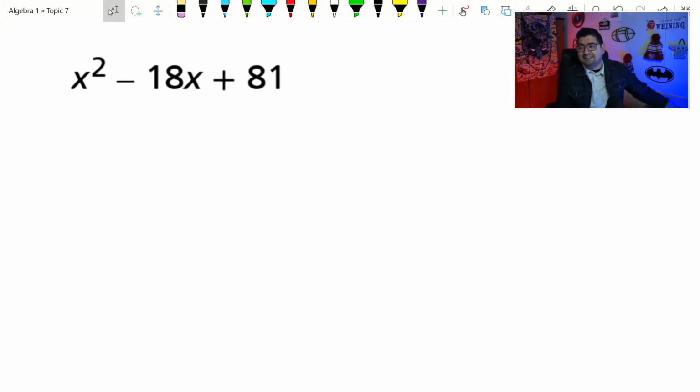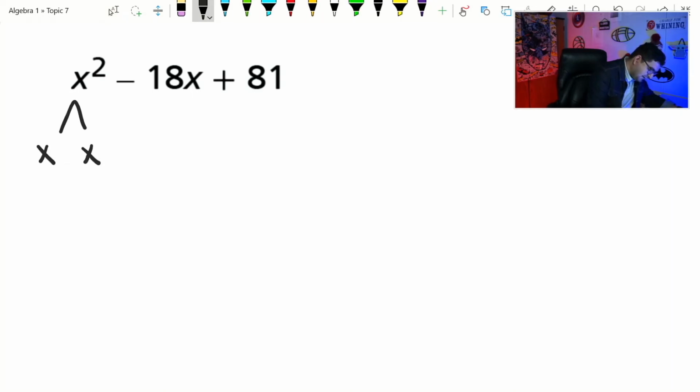X squared minus 18x plus 81. Here I can tell this is a perfect square trinomial because this breaks down into x times x, and this breaks down into 9 times 9. I look at the middle term, however, and I see a negative 18. How do they get a negative 18? Well, lucky for us, negative 9 times negative 9 is still a positive 81. So these are the two perfect squares that they used.